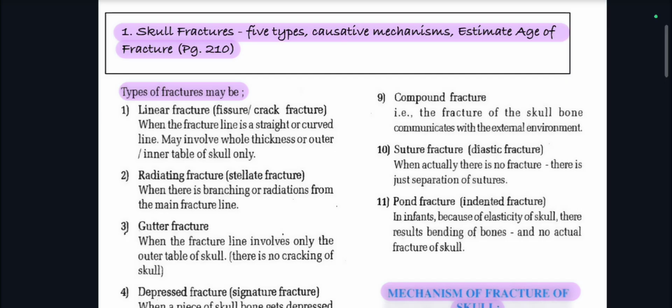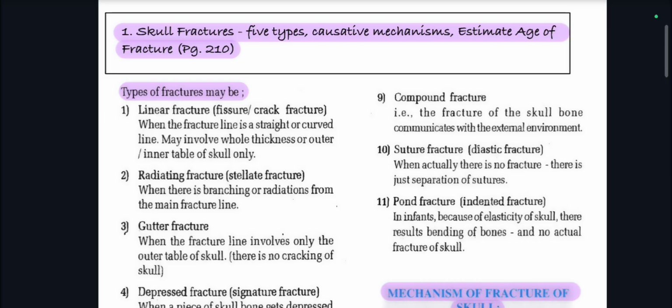Number 1 is your linear fracture. Linear fracture is also called fissure or crack fracture. When the fracture line is a straight or curved line, it may involve the whole thickness of the outer or inner table of the skull. So two things you have to remember in linear fracture: it is also called fissure or crack fracture, it can be a straight or a curved line, and it may involve the whole thickness, the distance between the outer layer of the skull and the inner layer of the skull. That is what they are trying to say here.